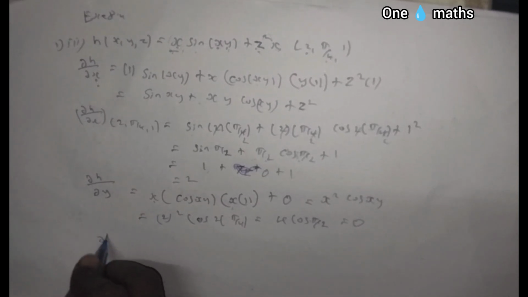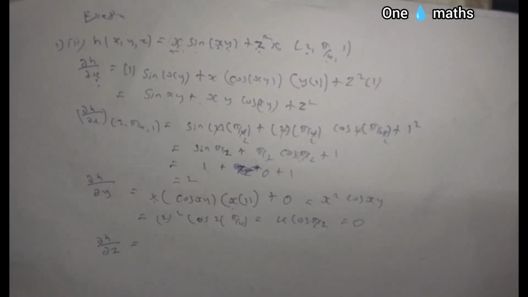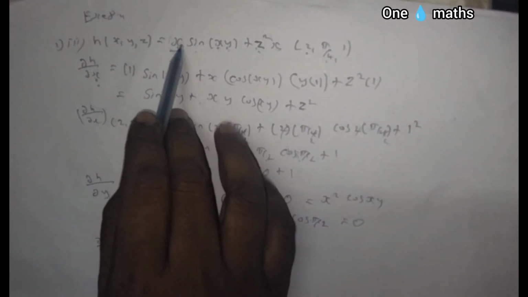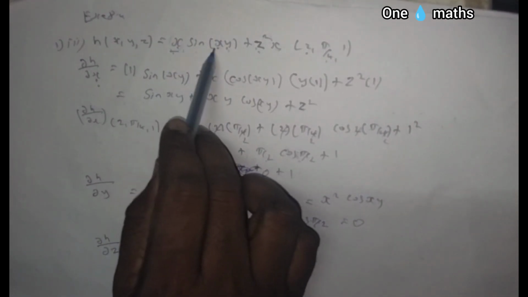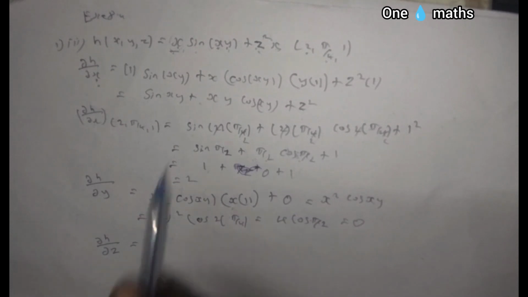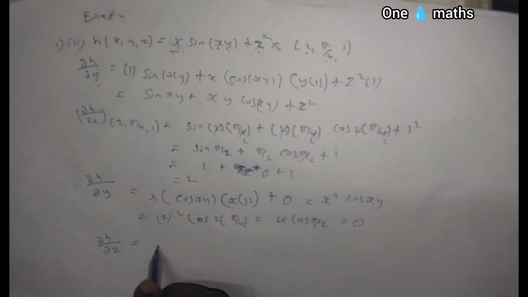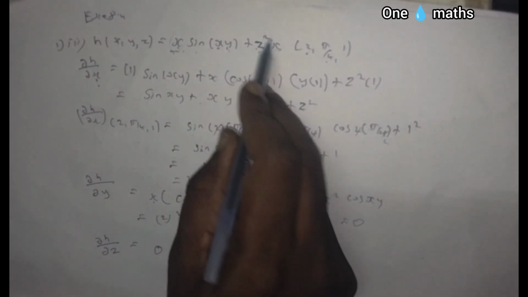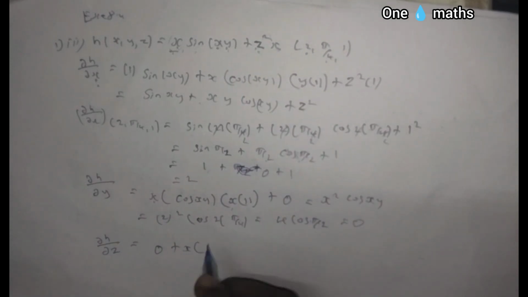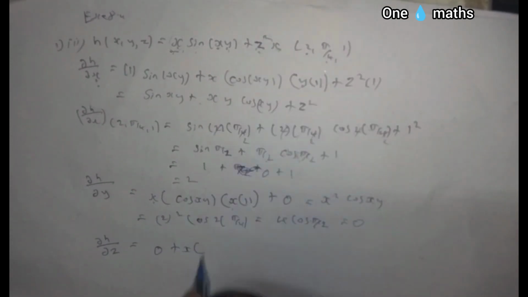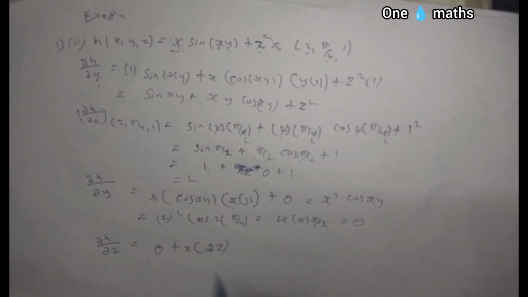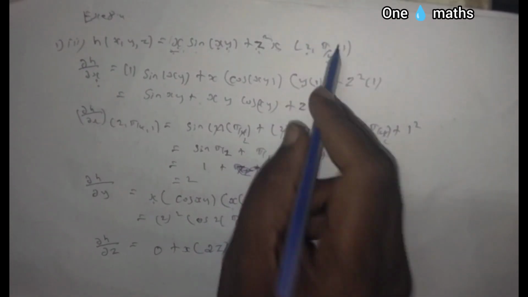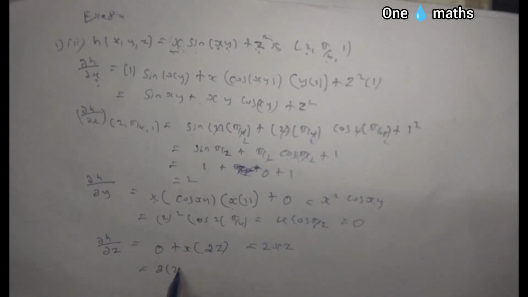Now I will go and find dou h by dou z. In the term x sin xy, there is no z term at all. So what will happen when we differentiate? The entire term becomes 0. Now z squared, x is a coefficient. The derivative of z squared is 2z, then we have 2xz. Now substitute the values: x is 2 and z value is 1, then finally it becomes 4.